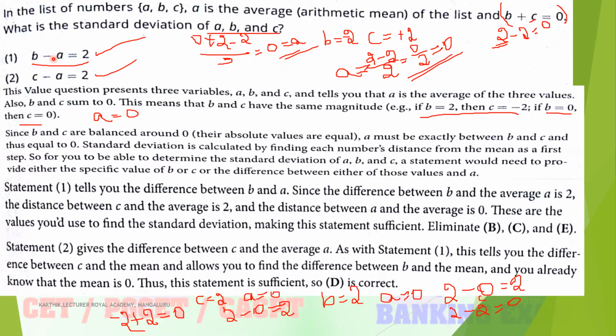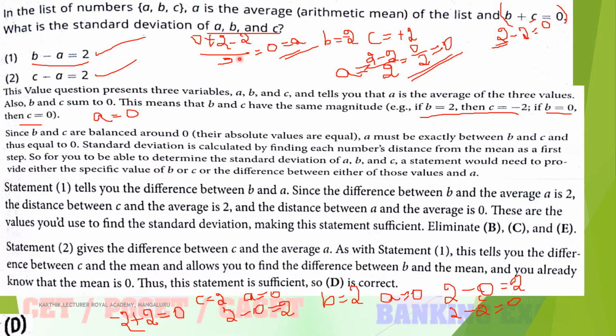The first statement tells that B minus A is equal to 2. From that also you can determine the values of A, B, C. From the second statement, C minus A, assume the values of C as well as A. Then also you can determine the values of A, B, C. So each statement alone you can determine the values of A, B, C. After determining them, you can easily determine the standard deviation. So from which statement alone can you find the answer? Each statement alone. So option D is the correct one.